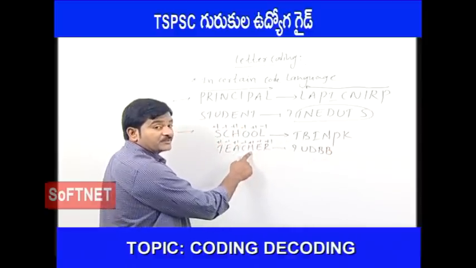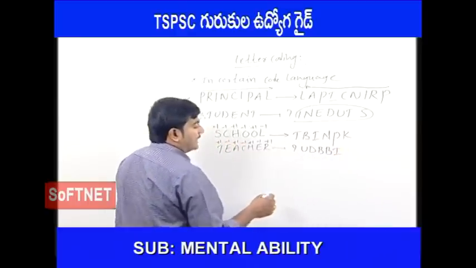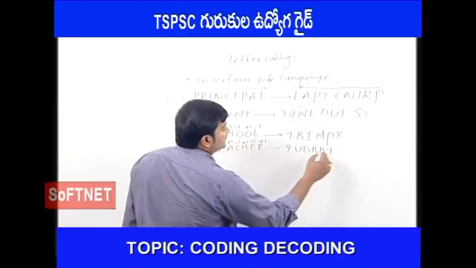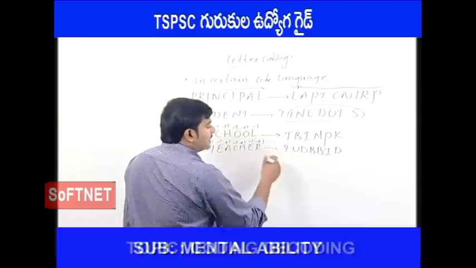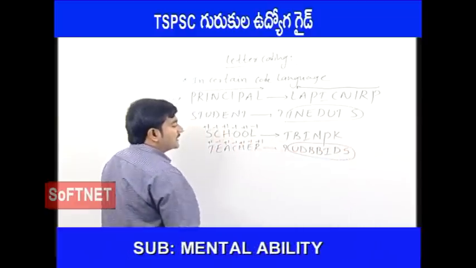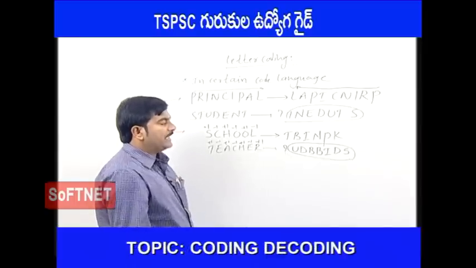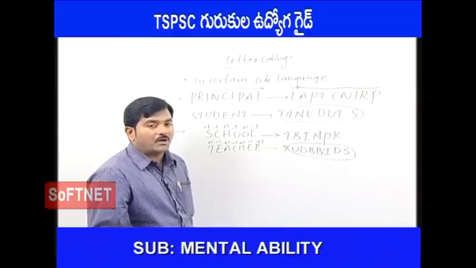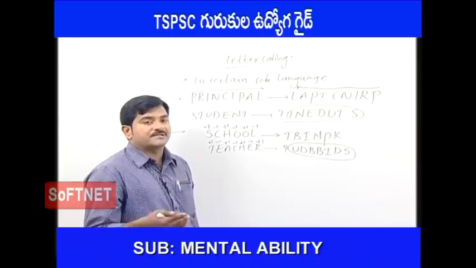Similarly, H means 8, 8 + 1 means 9, 9 means I, sorry. Similarly, E means 5, 5 - 1 means 4, 4 means D. Similarly, R means 18, 18 + 1 means 19, S. Therefore, the code for the given word TEACHER is written as UDBBIDS. So simply, the concept involved in that code is +1 -1 +1 -1.